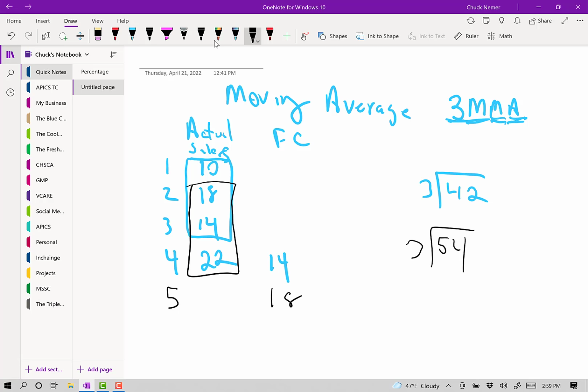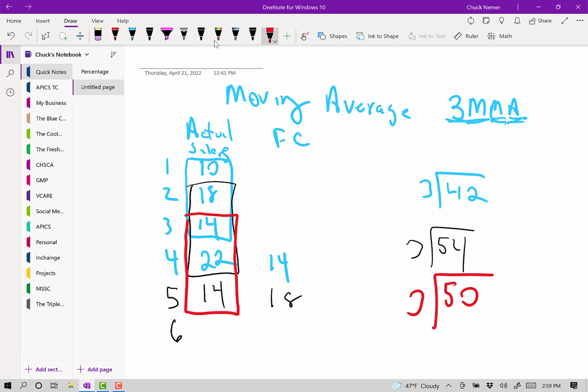and the forecast comes up at 18. And then, of course, whatever the sales come in at, let's say it comes in at 14 for sales, then predicting the 6th month, we would grab the window of change, the last 3 months. 14 plus 22 plus 14 equals 50, divided by 3, 16.67. I'm going to round up to 17. So that's what a moving average does.